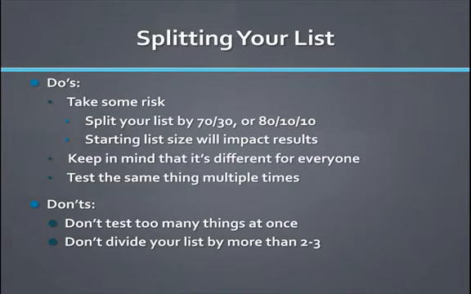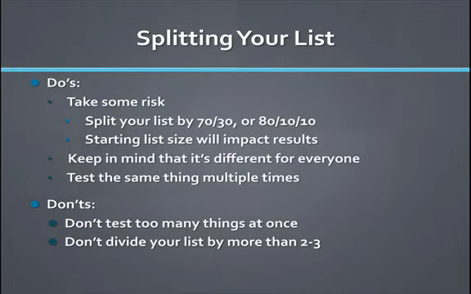And what that is, is splitting your list in half and then sending out the 2 different lists to the 2 different versions of your email. It's a random split, so you don't have any control or any impact on what's going to happen in the results. And our system has an easy way of doing this. You can also split your list in different ways.